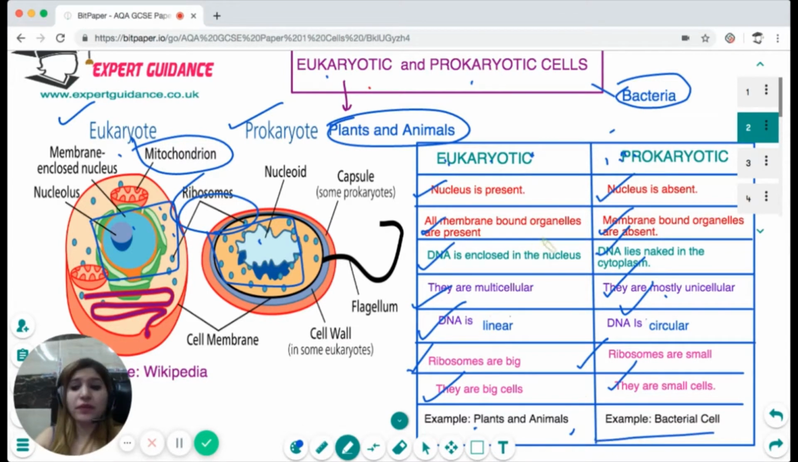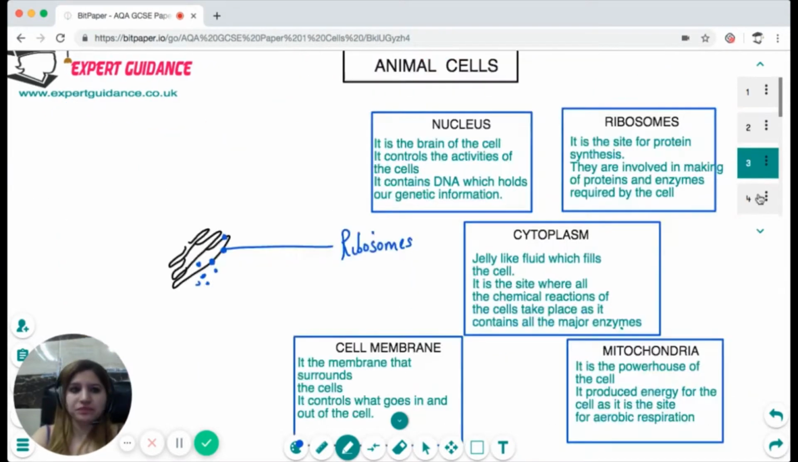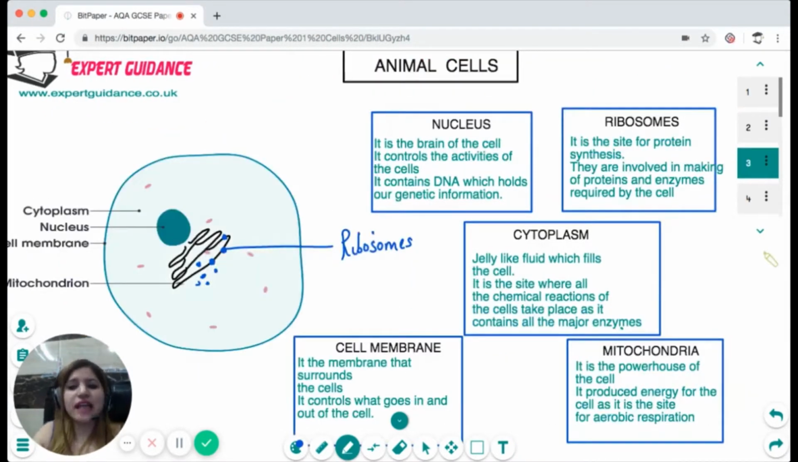So I hope you're able to write these differences, because in the exam, they can ask you to list any two differences or any two similarities between a eukaryotic cell and a prokaryotic cell. So make sure you understand these points. Next, let us look in detail at the structure of an animal cell.